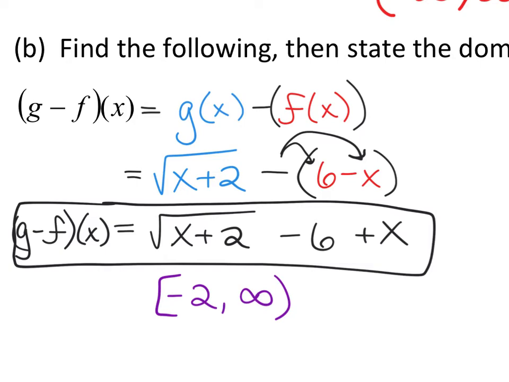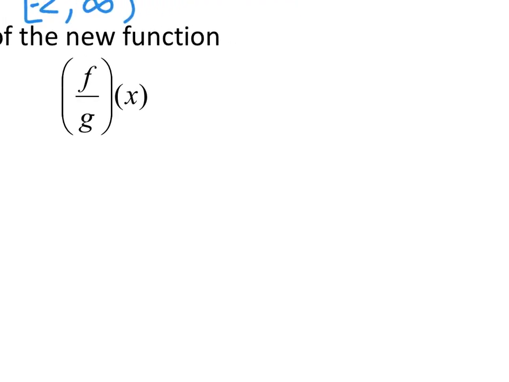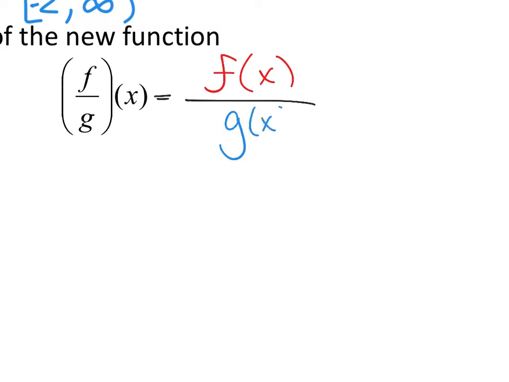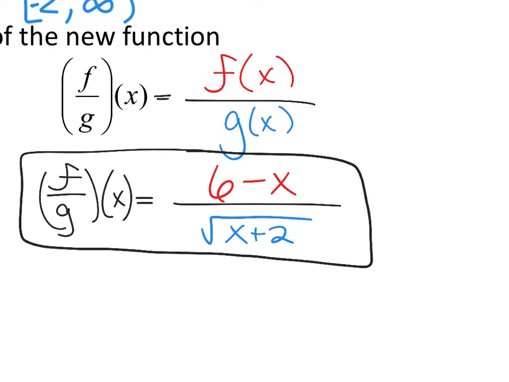Let's do division. Division's really the only one where something weird might happen because you're creating literally a rational function. But we're just going to take f of x on top, g of x on bottom, because it says f divided by g. Okay, we can do that. So f of x goes on top. That's 6 minus x. And g of x goes in the denominator, which is x plus 2. I can't simplify that anymore. So I'm done writing the equation. I found it. I just need to talk about its domain.